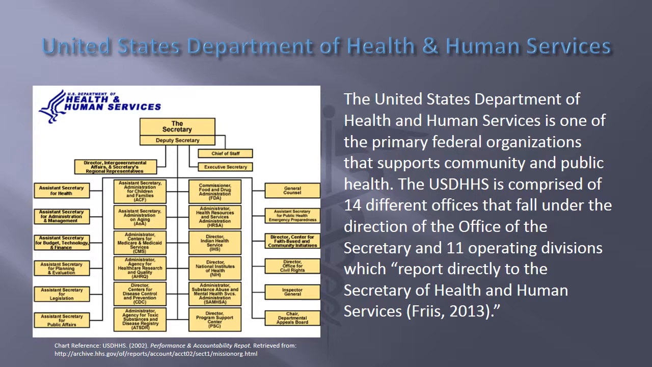The United States Department of Health and Human Services is one of the primary federal organizations that supports community and public health. The USDHHS is comprised of 14 different offices that fall under the direction of the Office of the Secretary, and 11 operating divisions which report directly to the Secretary of Health and Human Services. In the organization chart for the USDHHS, many of the well-known components of public health are seen. The operating division includes the Centers for Disease Control and Prevention.